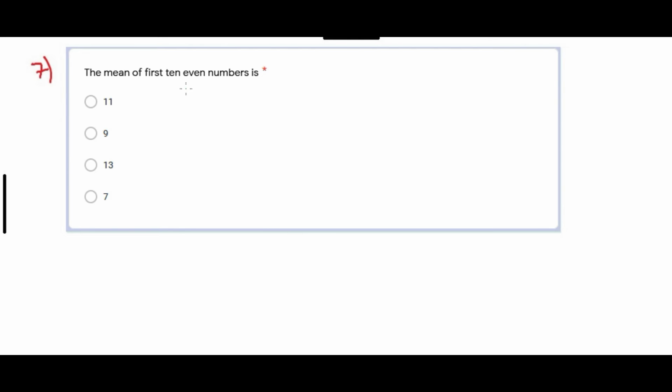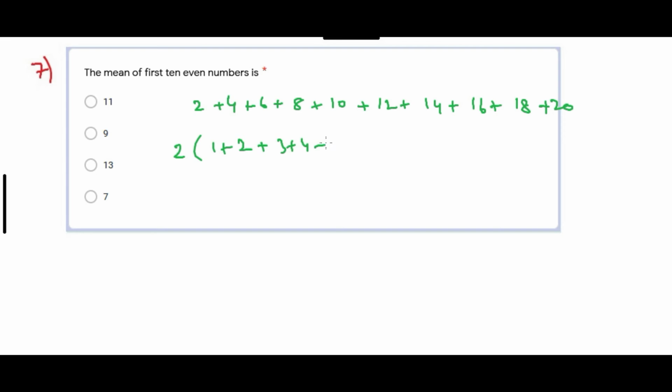The mean of the first 10 even numbers is. It's a very simple and easy question. We can write the first 10 even numbers: 2, 4, 6, 8, 10, 12, 14, 16, 18 and 20. So these are the first 10 even numbers. To solve this, let me take 2 as common, so that it will be 1 plus 2 plus 3 plus 4 plus 5 and so on up to 10.